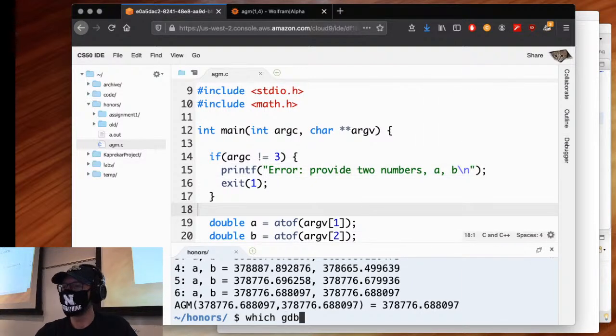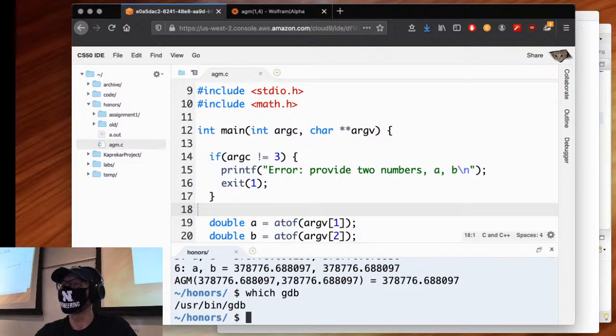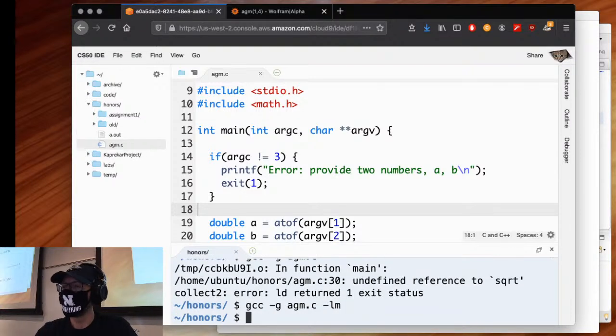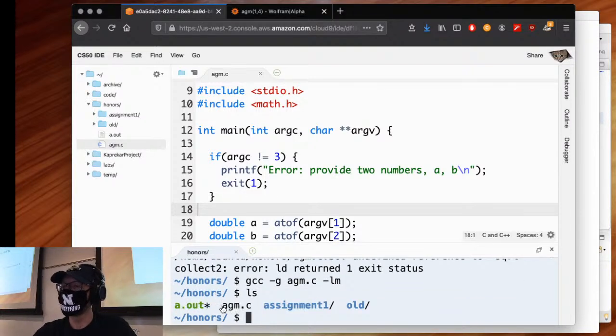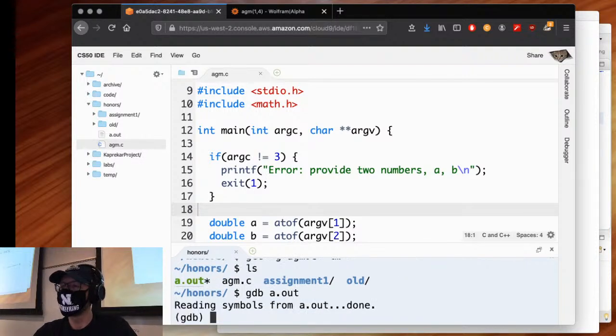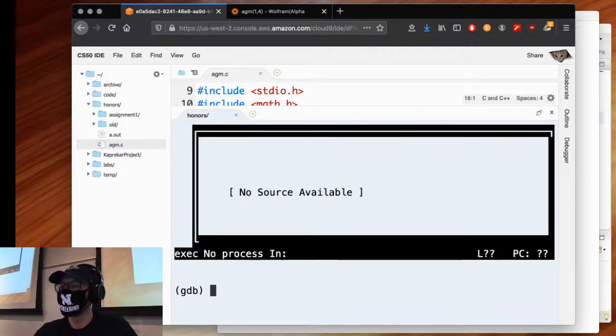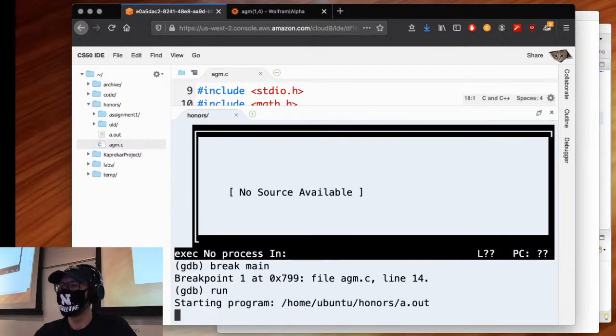Which GDB? Yep, we have GDB right here. So GCC, well, fine. There we go. And that produces this file here, a.out, and then GDB a.out. This is why it's maybe better to use this one over here because the layout is going to be different. Layout next, right? And break at main, run, and there.